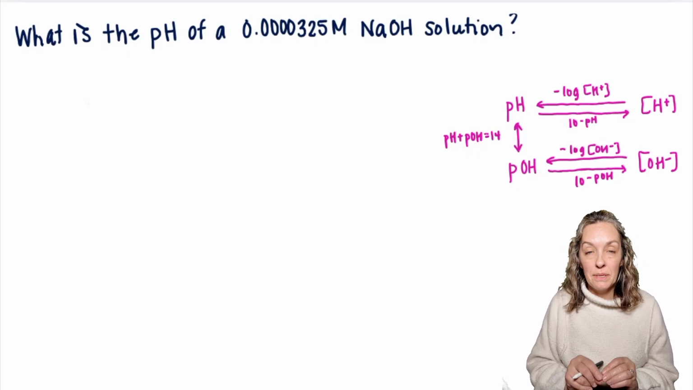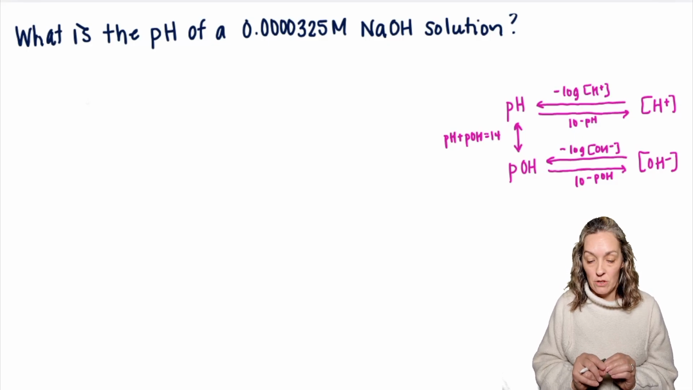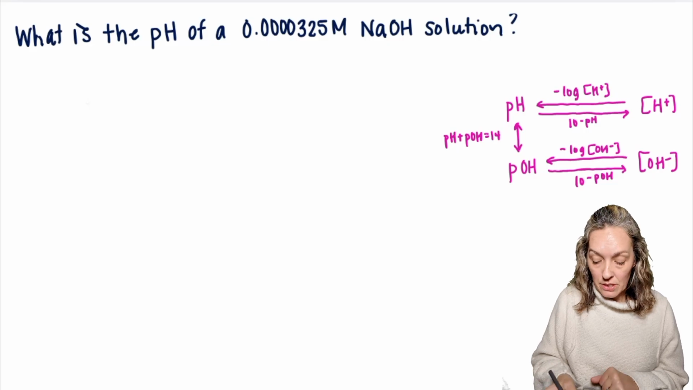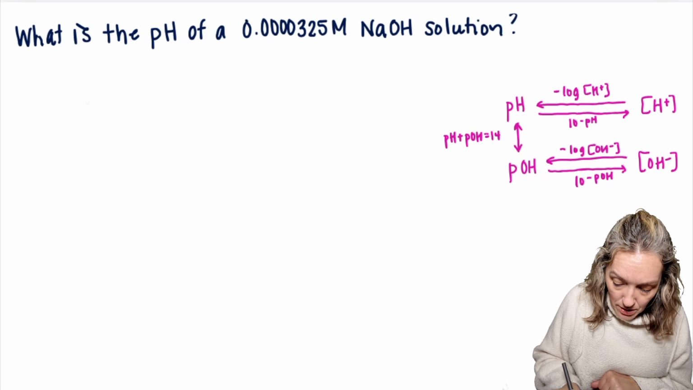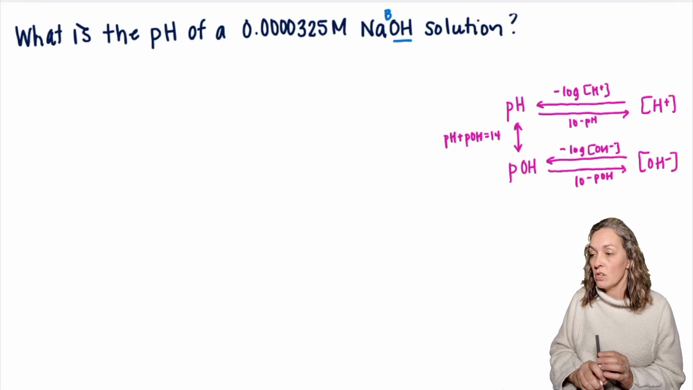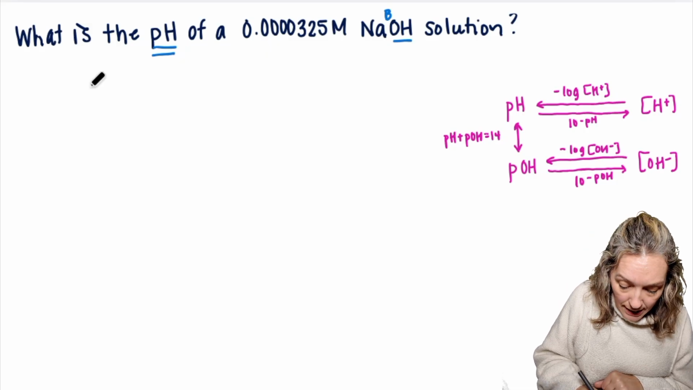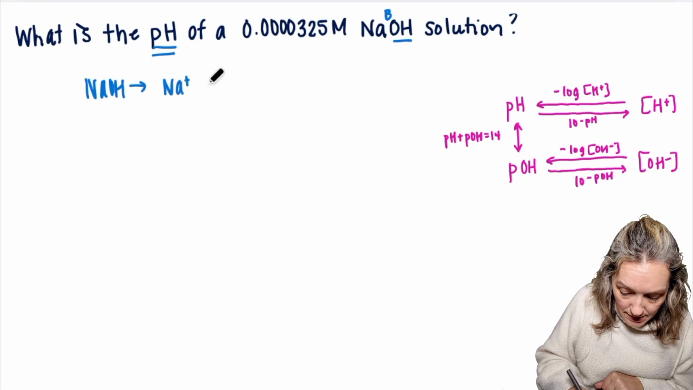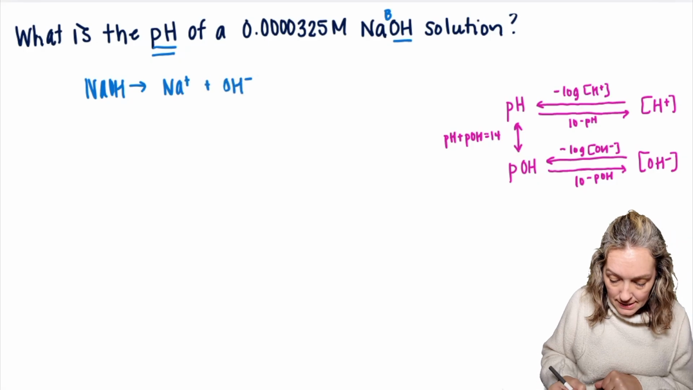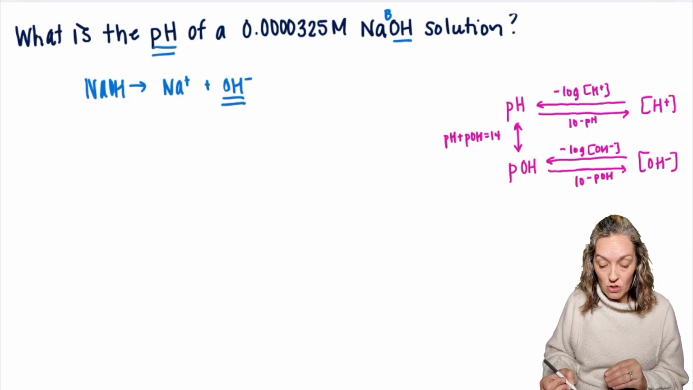This time I want to know the pH of a 0.0000325 molar NaOH solution. Again, the first thing I want to do is determine if my substance is acidic or basic. So when I look at the formula, the presence of OH indicates that this is going to be a basic solution. Now, I'm trying to find the pH, but notice that when my NaOH dissolves in water, I'm going to get an Na plus and an OH minus. So I am going to be dealing with OH minus concentration.